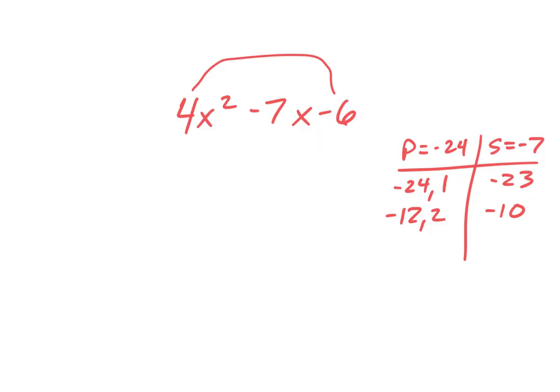I'm just working my way up. Now I'm going to try 3. Negative 8 and 3 is negative 5. Negative 6 and 4 is negative 2. 5 doesn't go in there. We've already found 6, okay? We've exhausted all of our options, and we didn't find a sum that worked.